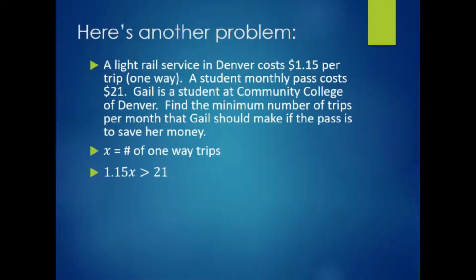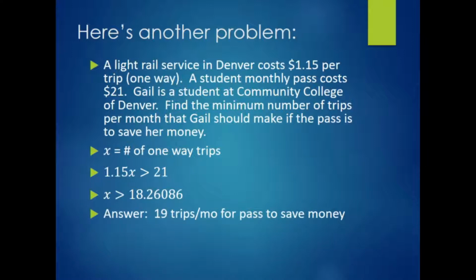The only operation needed to solve this is to divide both sides by 1.15, which gives us x greater than 18.3, rounding to the nearest tenth. Trips would be an integer as well, and the minimum number, which is being asked in the problem, that would satisfy this solution would be 19. 19 trips per month for a pass to save money. Anything under 19, Gail would be just as far ahead paying per trip rather than laying out the $21.